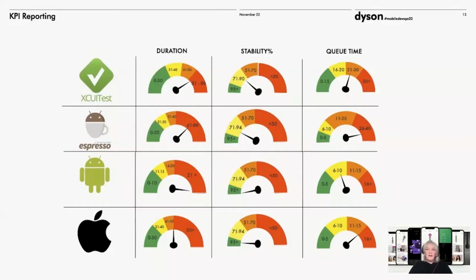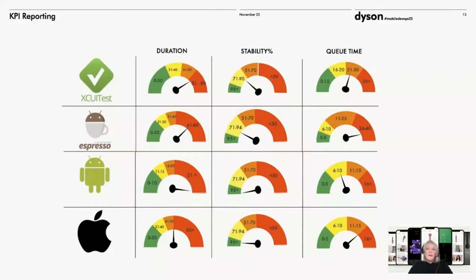So on this graphic, red for us was totally unacceptable. Orange is, this is pretty bad. Yellow is, well, we can live with this. And green is, this is where we want to be, and this is where we want to stay.